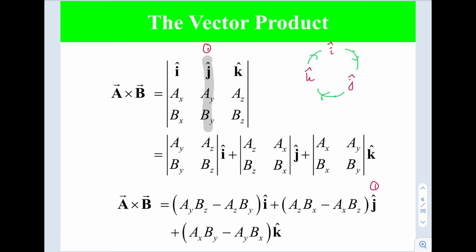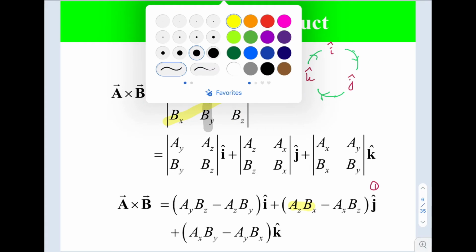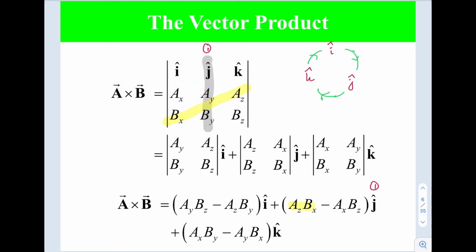AZ cross with BX. AZ BX. So here, AZ multiplied with BX. This one. Next, minus AX times BZ. This one.